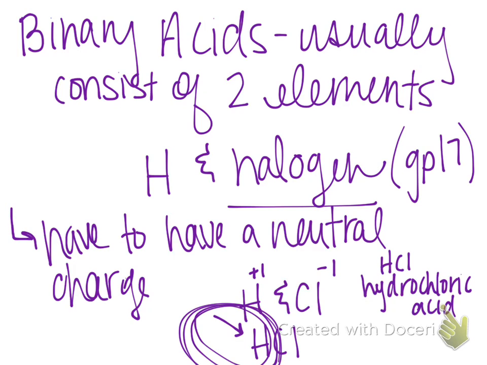Okay, so that's an example of a binary acid. We could also form a binary acid between hydrogen and sulfur. How many hydrogens would we need to balance out that sulfide? 2. So it would look like this, H2S.